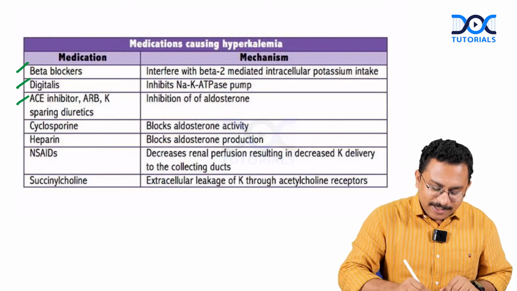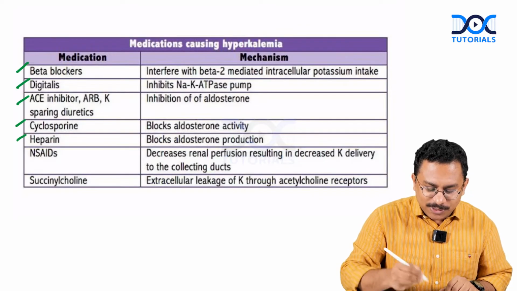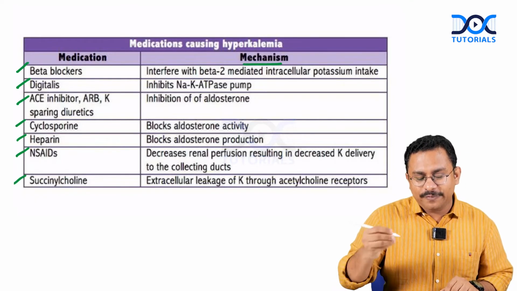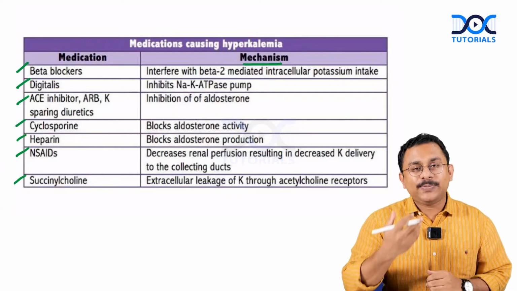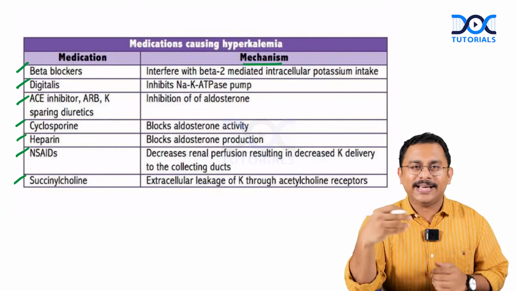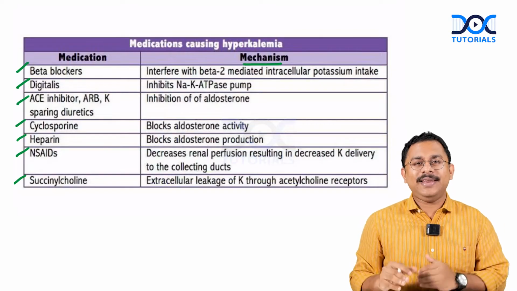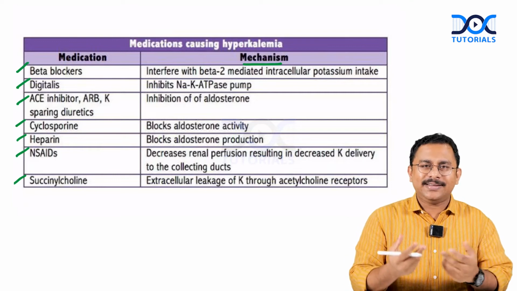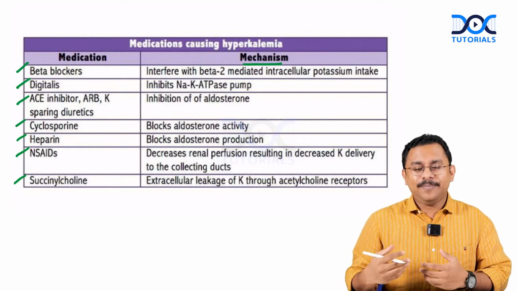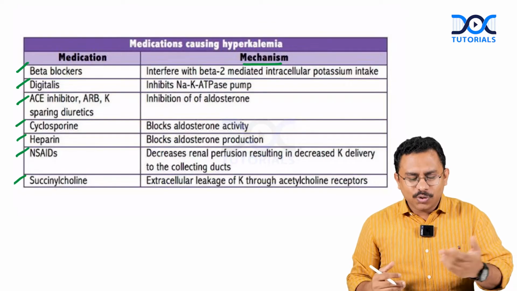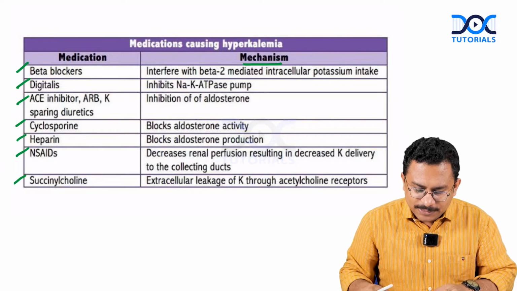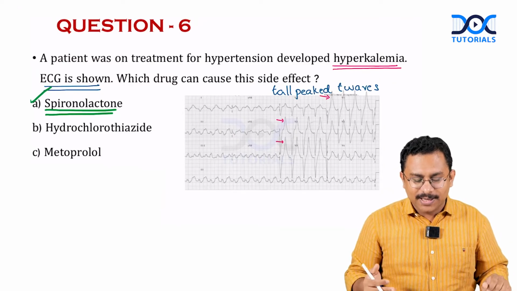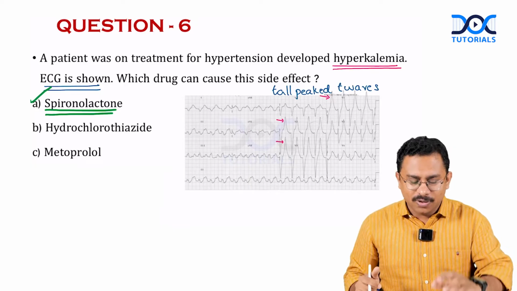Then cyclosporin, heparin to a small extent, NSAIDs, and even succinylcholine, given the mechanism of hyperkalemia. It's very important that you understand which medications can lead to hyperkalemia, because even in other clinical scenario based questions, they can slightly twist it, and maybe next time they can bring in a patient who is on digoxin, so you can expect all those questions. This one is quite straightforward. The answer is spironolactone, because it is a potassium sparing diuretic and it can cause hyperkalemia.